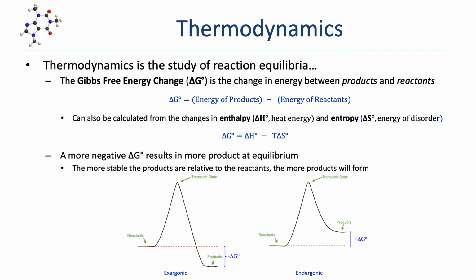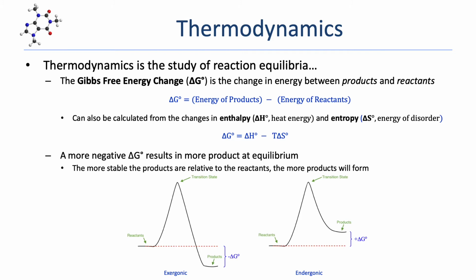Thermodynamics is all about the energy change between the products and the reactants, known as the Gibbs free energy change, or ΔG°. The Gibbs free energy change can be calculated by subtracting the energy of the reactants from the energy of the products. ΔG° can also be calculated from enthalpy and entropy in an equation you've probably seen in some other chemistry courses. Regardless, a more negative ΔG° results in more product formation at equilibrium. In other words, the more stable the products are relative to the reactants, the more products will form.